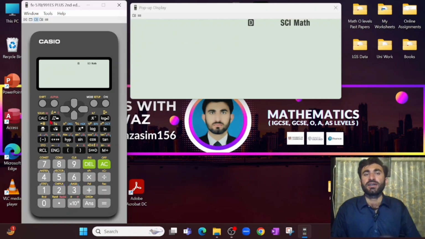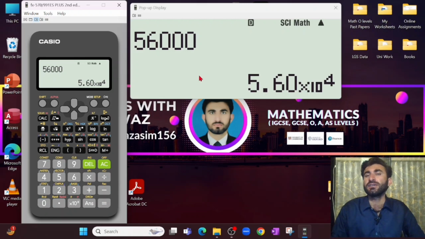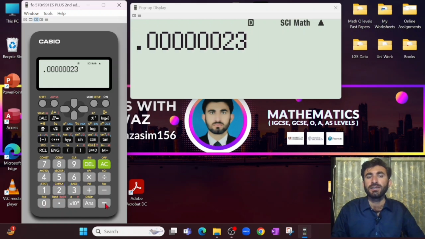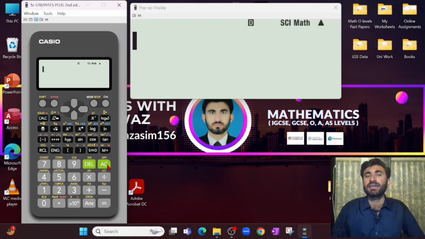Now we will write any number and the answer will be automatically converted into standard form or scientific notation. Just like I have taken 56,000. Press equal to, and the answer will be in standard form, 5.60 times 10 to the power 4. Similarly, take another example, like I have taken 0.0000000 23. Press equal to, and that converts it into standard form, 2.30 times 10 to the power minus 7.